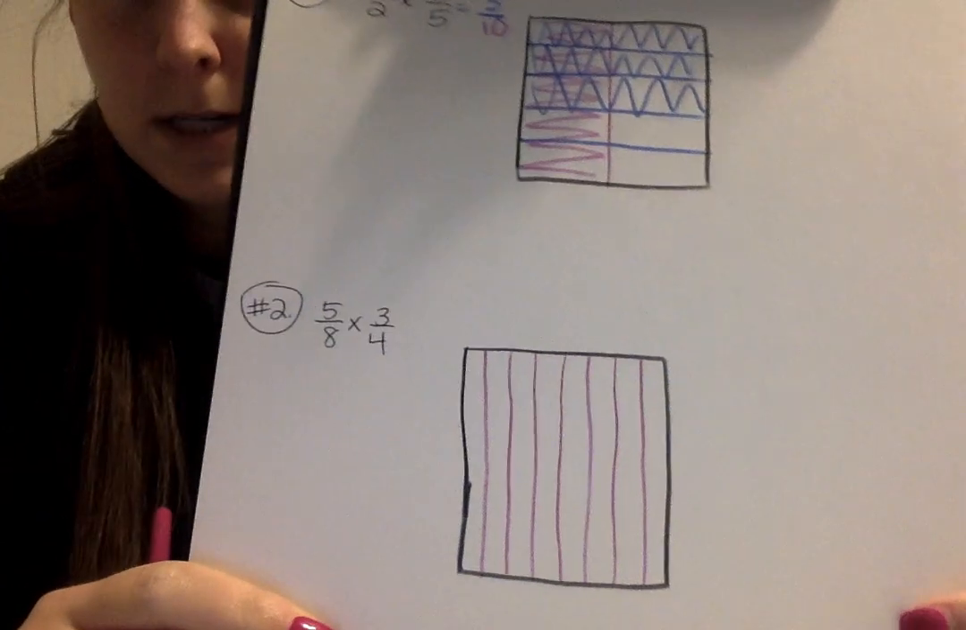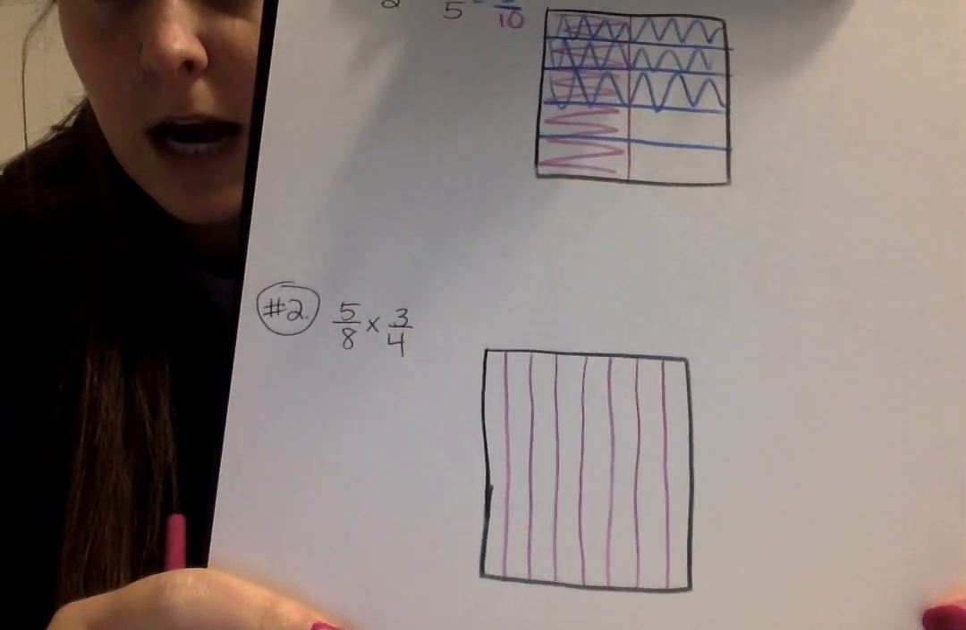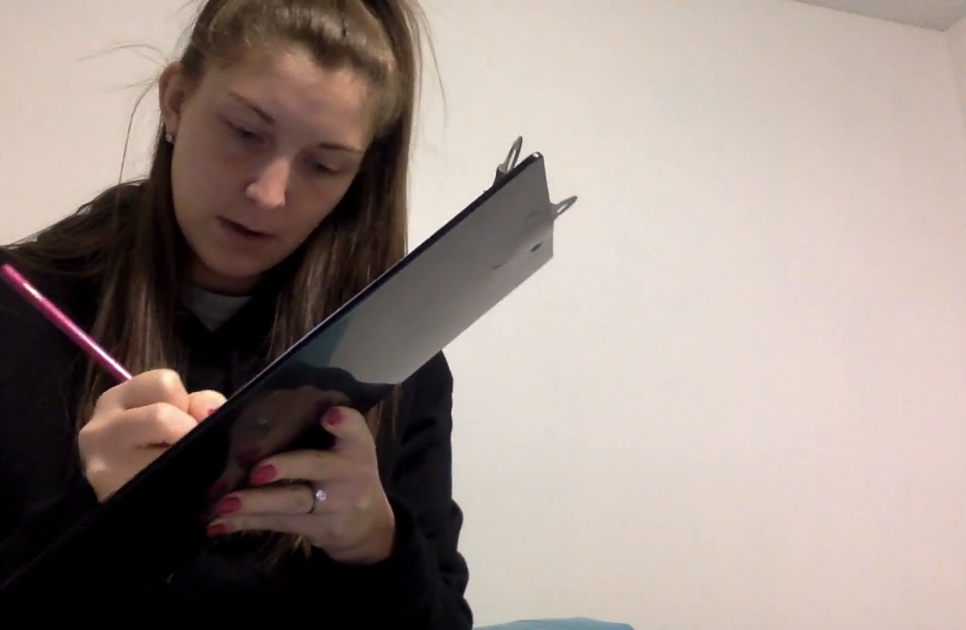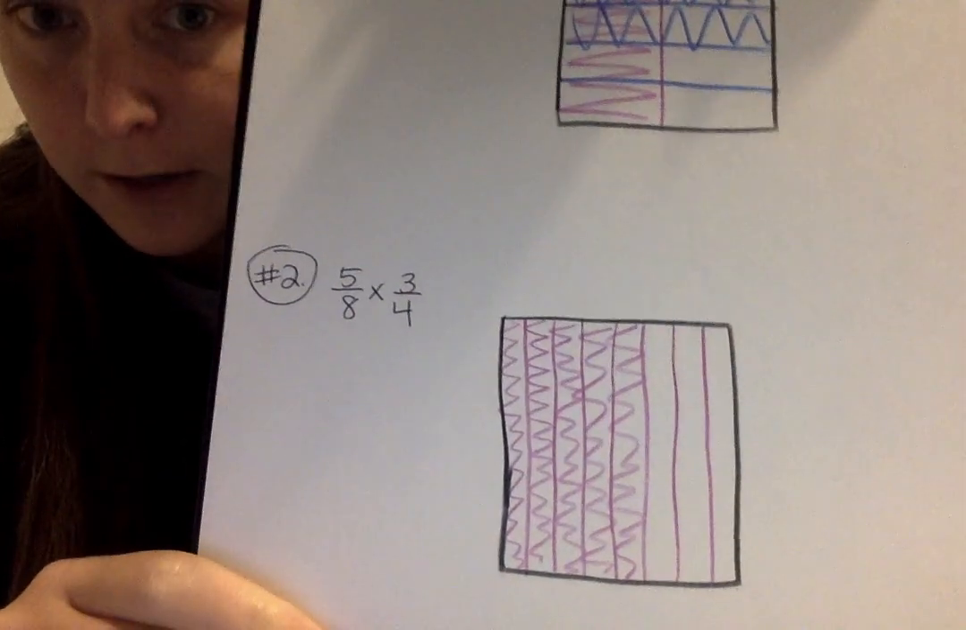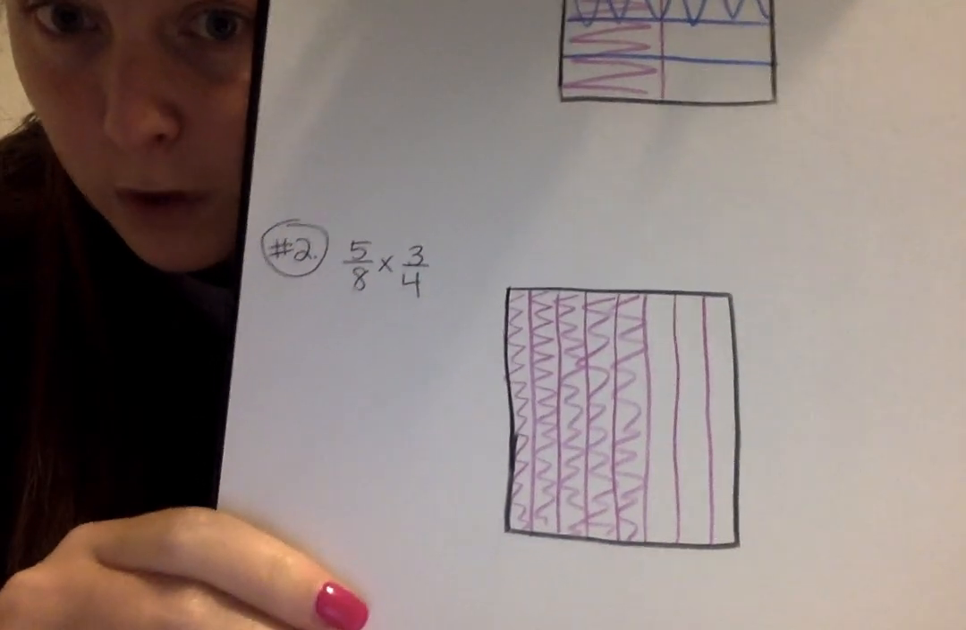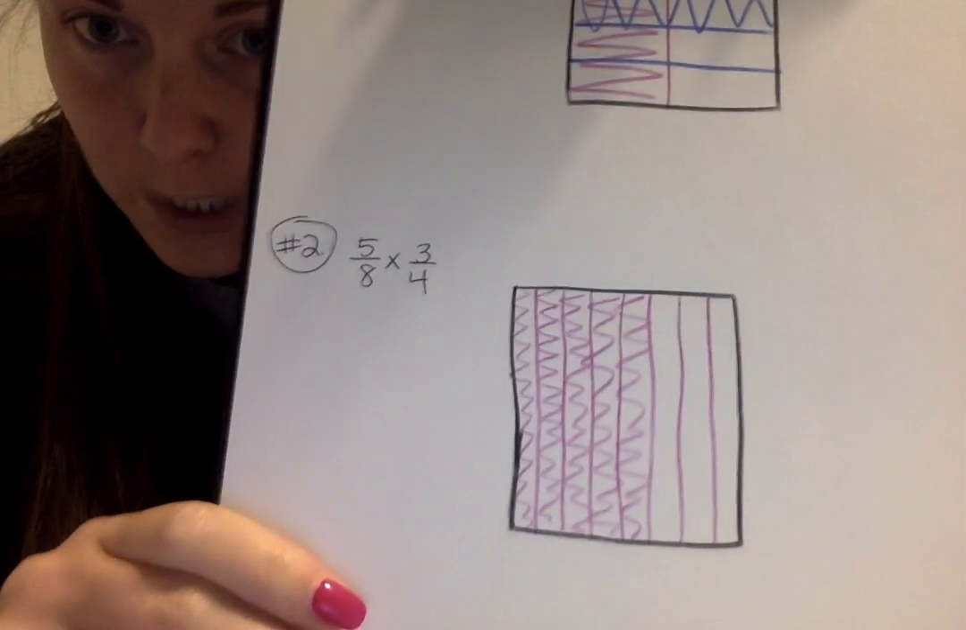So here's my rectangle broken up into 8ths. I would have to shade in 5 of those 8ths. So there's 1, 2, 3, 4, 5. I can tell just by looking at that 5/8 is more than a half. I know that a half is 4/8.